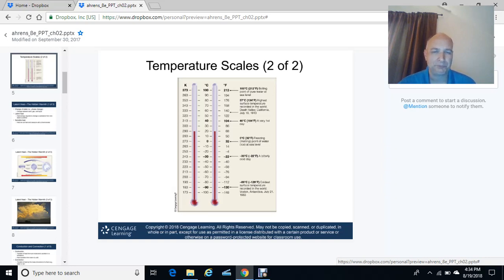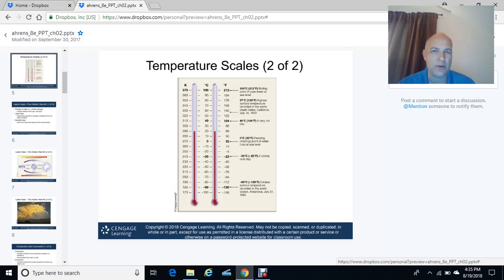The 100 degrees Celsius, 212 degrees Fahrenheit, is the boiling point of water at sea level. The hottest temperature ever recorded in North America was 57 degrees Celsius, or 134 degrees Fahrenheit, recorded in Death Valley, California, on July 10th, 1913. 40 degrees Celsius, 104 degrees Fahrenheit, is a very hot day.